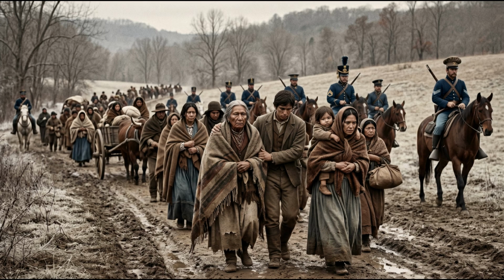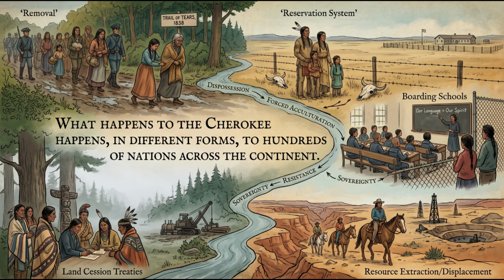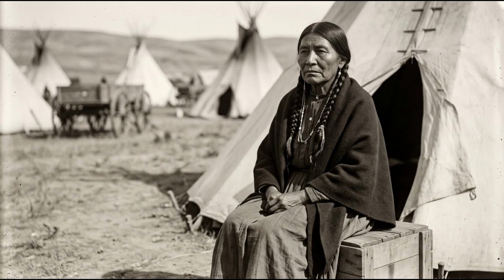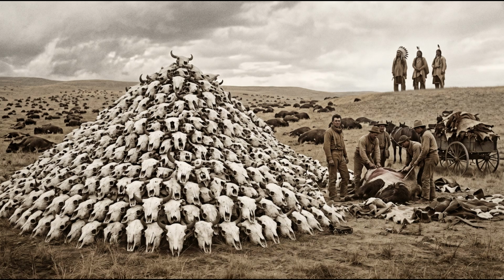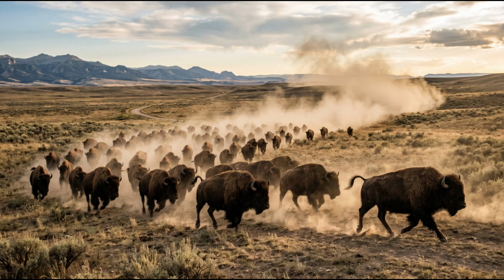The Trail of Tears in 1838 forces the Cherokee Nation from their ancestral lands in the American Southeast at gunpoint. Thousands die on the march west. What happens to the Cherokee happens in different forms to hundreds of nations across the continent. By the 1890s, the indigenous population of the United States has been reduced from millions to perhaps 250,000. The great buffalo herds that sustain the Plains nations are deliberately exterminated. Entire ways of life are destroyed within a single generation.